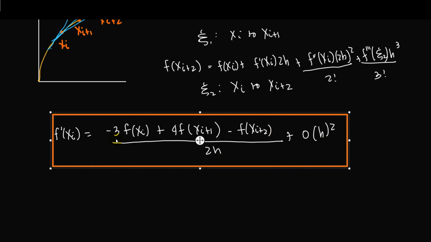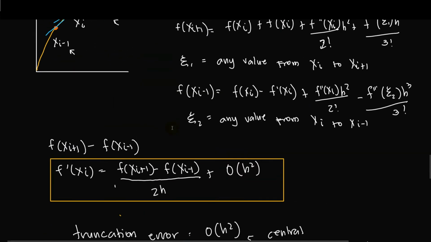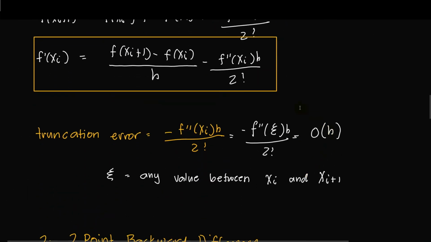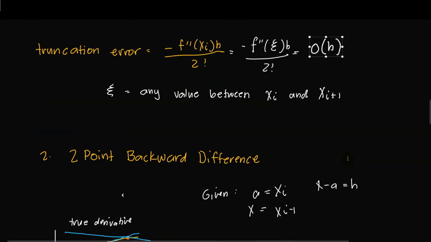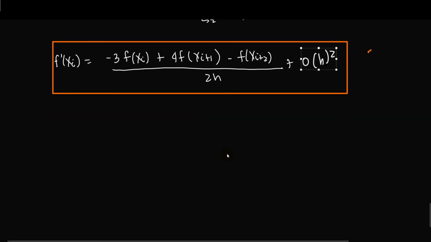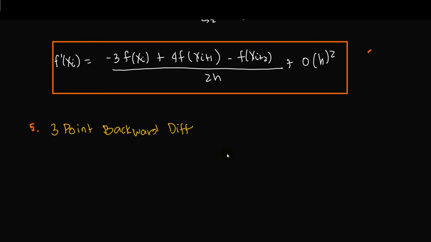Right here, let's compare it to the forward difference for the 2 points. As you can see, the error that we have is just of the first order. And right here for the 3-point, we have a higher order, which is the second order. This solution is the same for the 3-point backward difference. So the formula for the 3-point backward difference is just this one.